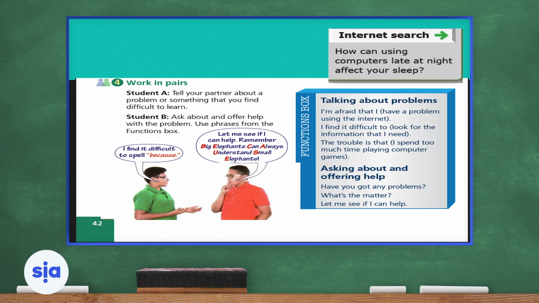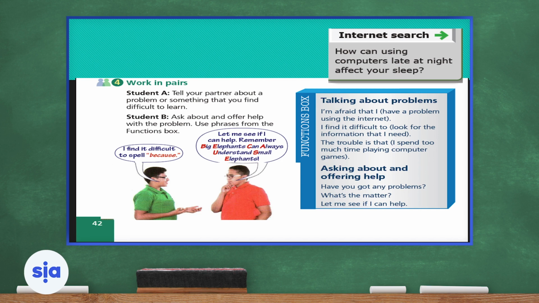Now, I'd love for you to work in pairs, find a partner. This partner can be a friend. You can even do this on the phone if you like. Tell your partner about a problem or something that you find difficult to learn. And then student B must ask about and offer help with the problem. So partner A is going to tell about a problem he or she is facing that makes it difficult for them to learn. And student B must ask about it and offer help with the problem.